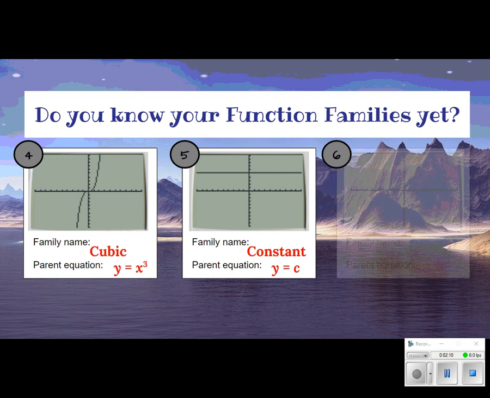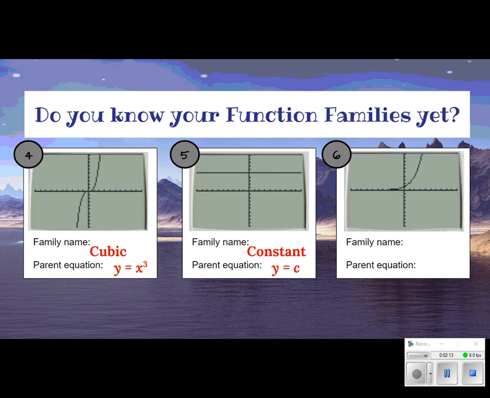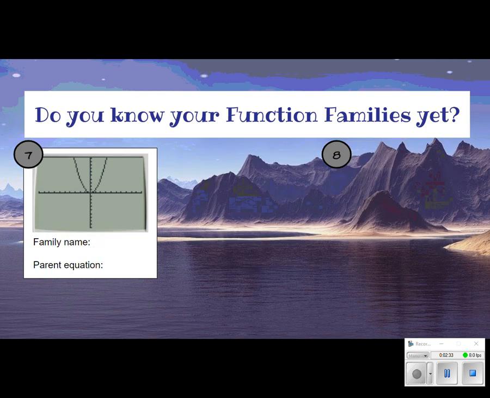All right, number 6. This function family is the exponential function family. Y equals b to the x, or you could even have y equals ab to the x. On any of these, if you have f of x equals, that's fine. That's the same thing. All right, let's look at 7. What is the family name? This is the quadratic family, and they are y equals x squared.